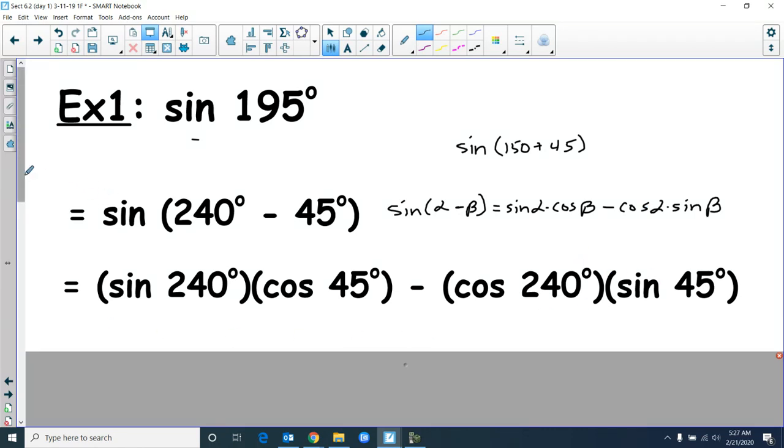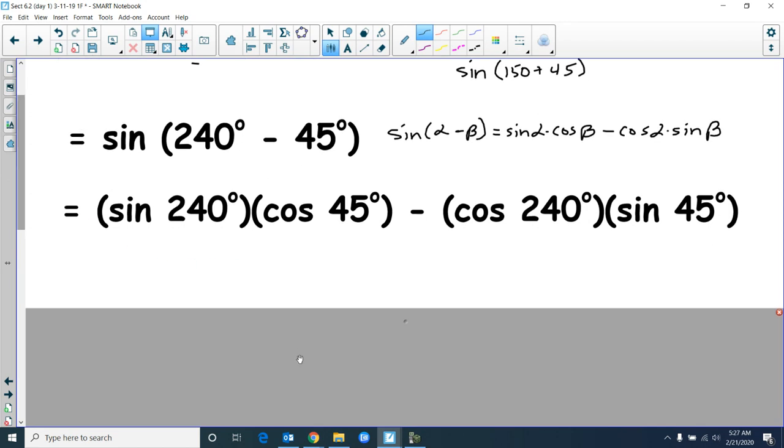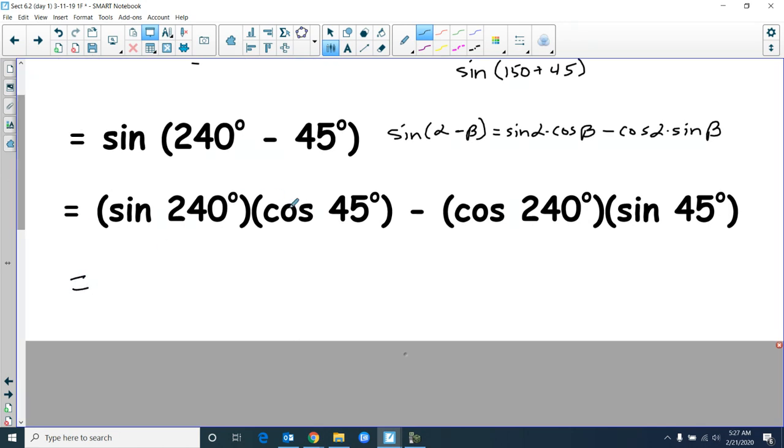You know how to calculate these. What is the sine of 240? Okay, the sine of 240. That's going to give you a reference angle of 60 degrees. That's going to be your opposite side, the sine, which is square root of 3 over 2. Since it's in quadrant 3, it's going to be negative. So it's going to be negative square root of 3 over 2. Cosine of 45 degrees, that is going to be positive square root of 2 over 2.